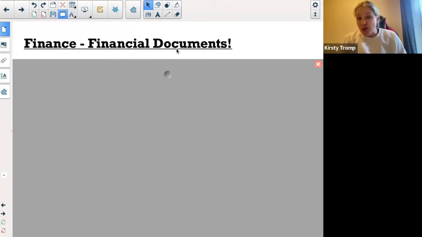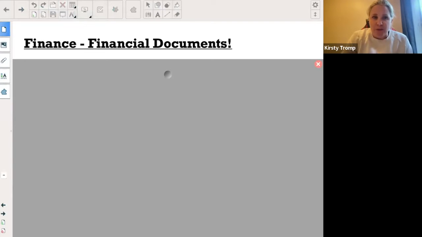So we are doing our revision on finance, and we're looking at financial documents. I just want to remind you or draw your attention to the fact that in this section, in the matric exam especially, but also for the grade 10s and grade 11s, you could be given a variety of different documents in this section.